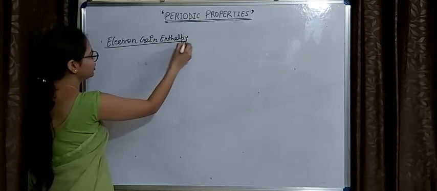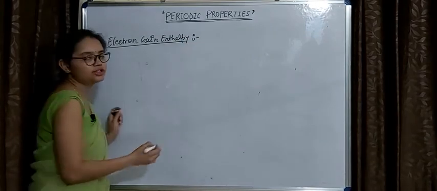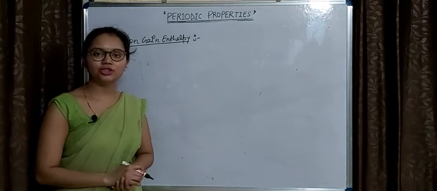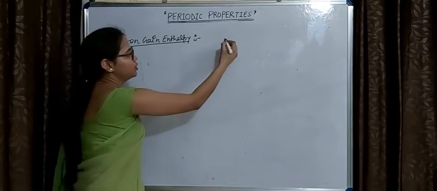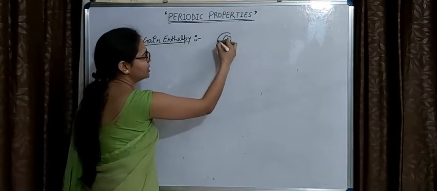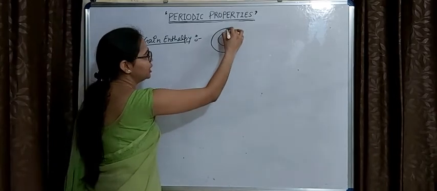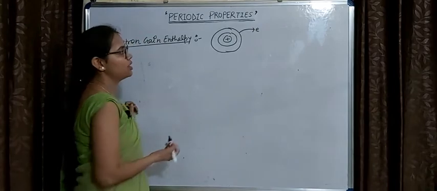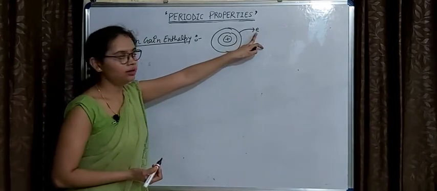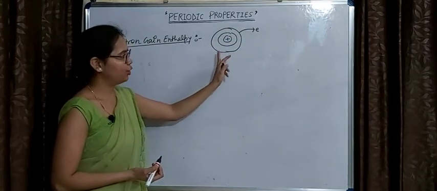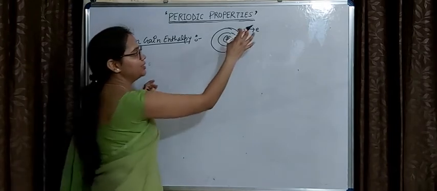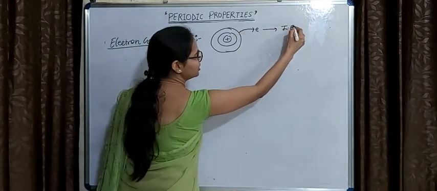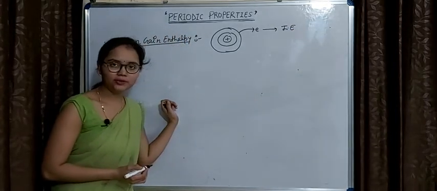and in yesterday's video we have discussed ionization enthalpy. So let's recall ionization enthalpy first. What is ionization enthalpy? As I told you, ionization enthalpy is the energy involved in the removal of electron. Okay, so suppose we are removing this electron from the outermost shell of this atom, then the energy involved in this procedure will be known as ionization enthalpy, right?